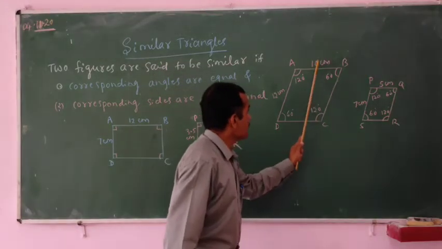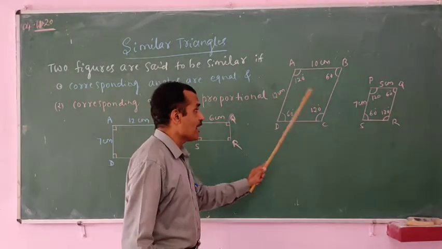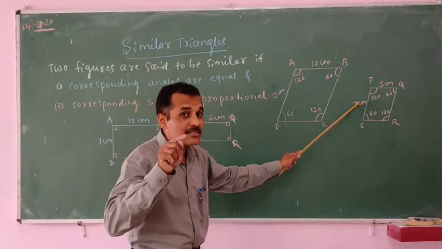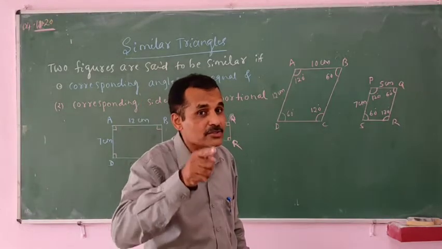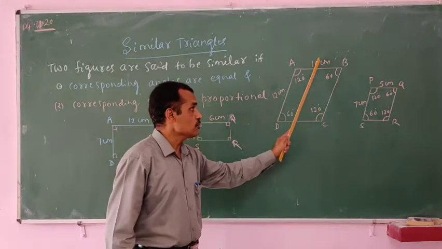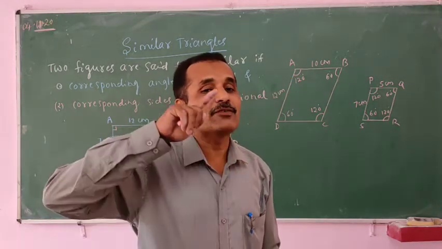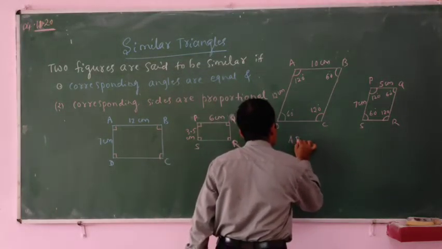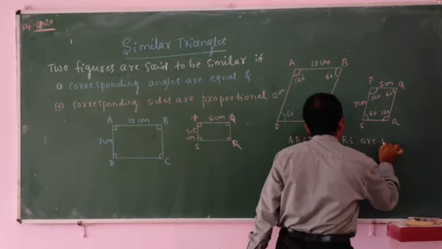See, when you divide 10 by 5, the corresponding sides give the answer 2. But when you divide 12 by 7, your answer is not 2. Had it been 6, 12 by 6 answer is also 2, then you would have called those two figures similar figures. But now the sides are not proportional, because on dividing we get 2 here, and here the answer is not 2. That means one condition is satisfied, the second one is not. I can say ABCD and PQRS are not similar.